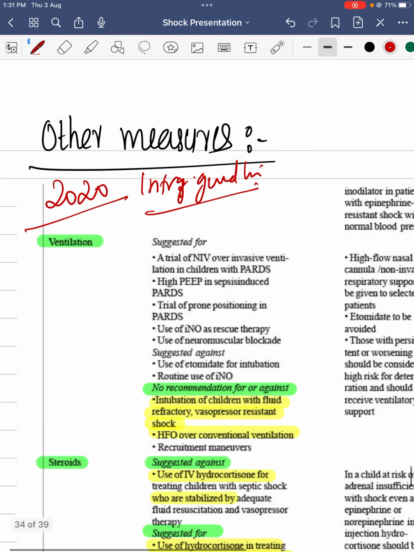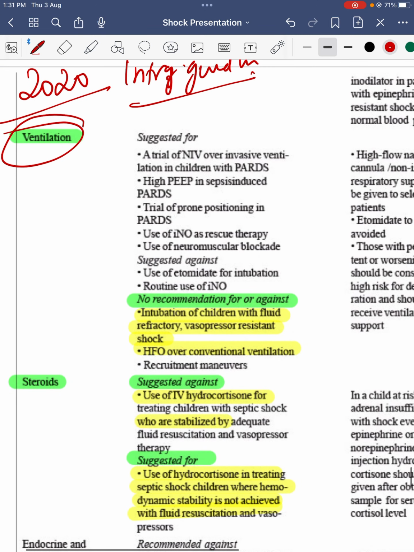Okay. So what about ventilation? This is a thing to keep in mind. There is no recommendation for or against, which means they are neither against nor in favor of intubation of a child with fluid refractory or vasopressor resistant shock, which means there is no definitive indication. That means you can do or you can omit intubation if the child is refractory to vasopressor and refractory to fluid.